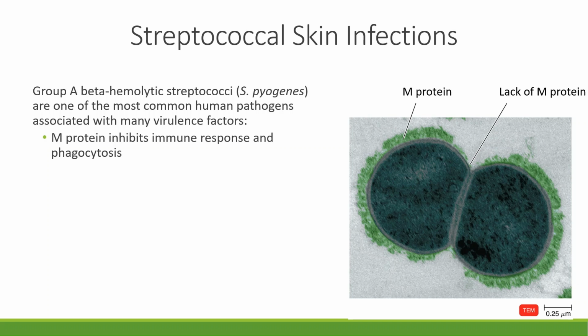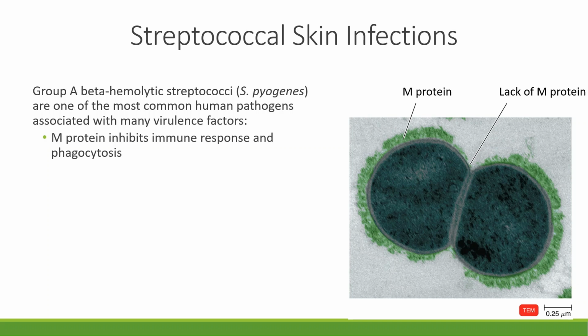The M protein binds to this molecule in our skin called fibrinogen. And this covers the bacterium and prevents the immune system from tagging it for destruction. So it acts as a mask or a tissue disguise for that bacterium.